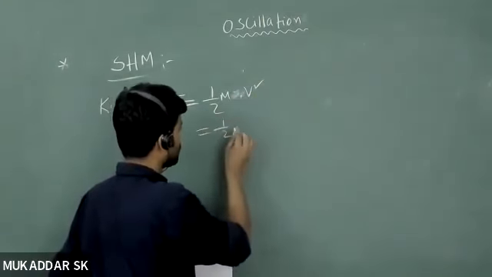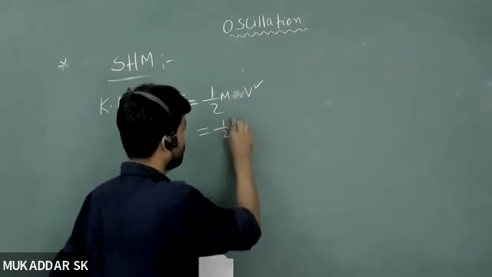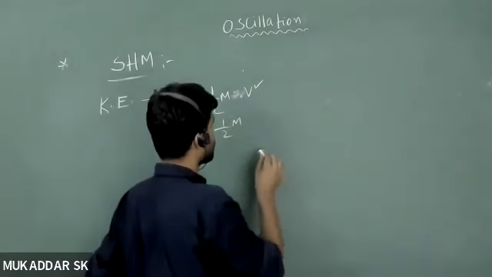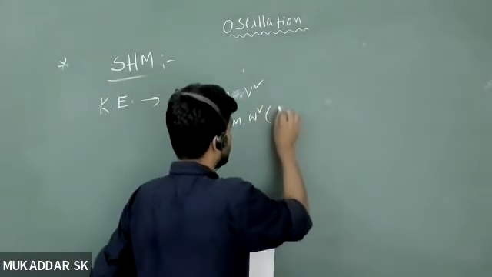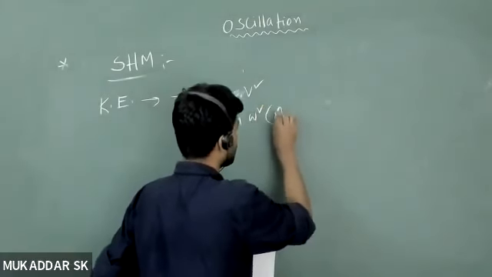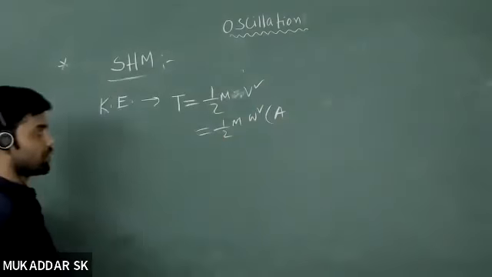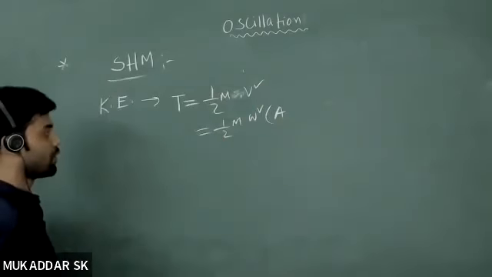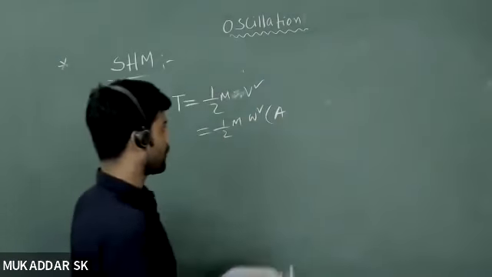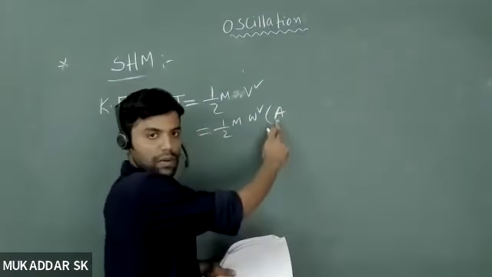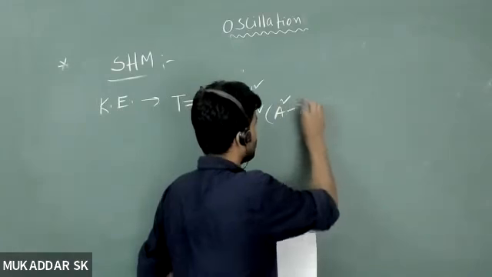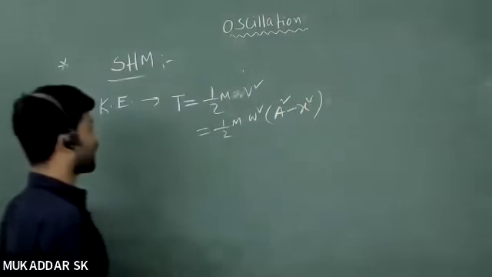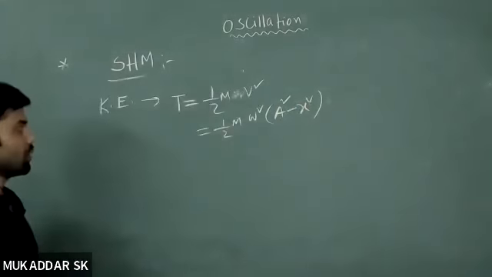So if you substitute that expression for v, it will be half m. v was omega root over a square minus x square, so we can write omega square. And let us take the amplitude as capital A, because it will be confusing with the acceleration notation. So it will be capital A square minus x square. So this is the kinetic energy of your simple harmonic oscillator.